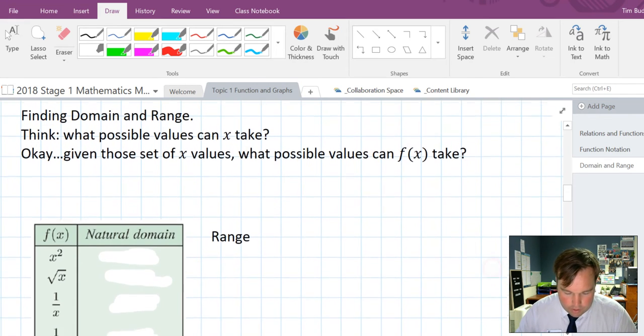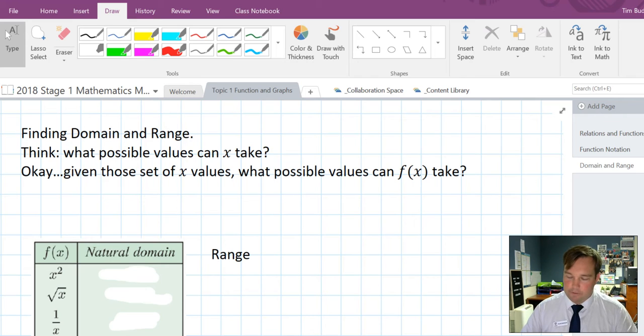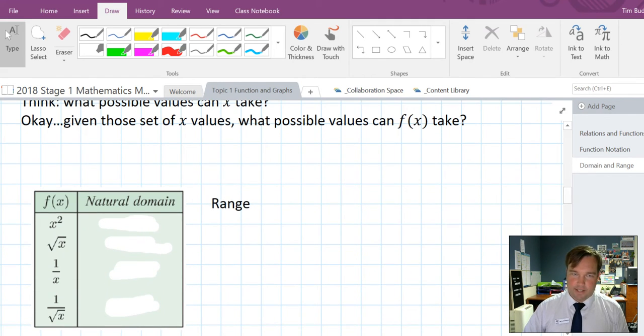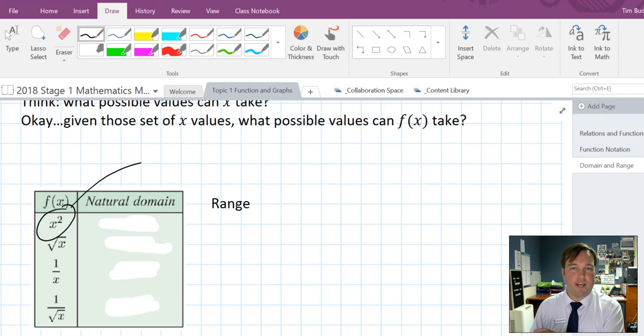Alright, so finding domain and range. The way you go about finding domain and range is think about, well, what possible values can x take? And then say, alright, well, given those values, what possible values can f of x or y take? Now, you might be thinking, well, what do you mean, what possible values can x take? Well, let's think about f of x equals x squared. What values can go into x squared? Can we square minus 3? Can we square 0? Can we square positive 3, positive 10, etc.? And you're probably thinking, yeah, you can square minus 3, you can square 0, you can square positive 10. Really, any value of x is possible.